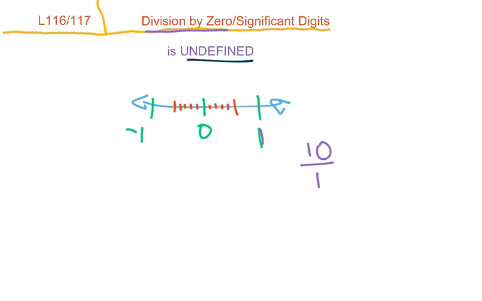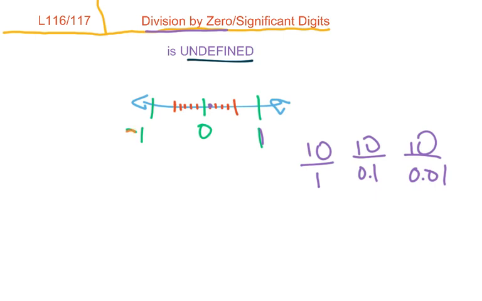To get even closer to 0, what if I was to take 10 and divide it by 0.1? Well, we know that would be 100, right? And to push it even further, which I'm not going to draw out, what if I was to divide 10 by 0.01? Now I'm getting closer and closer to 0 with each of my divisors.